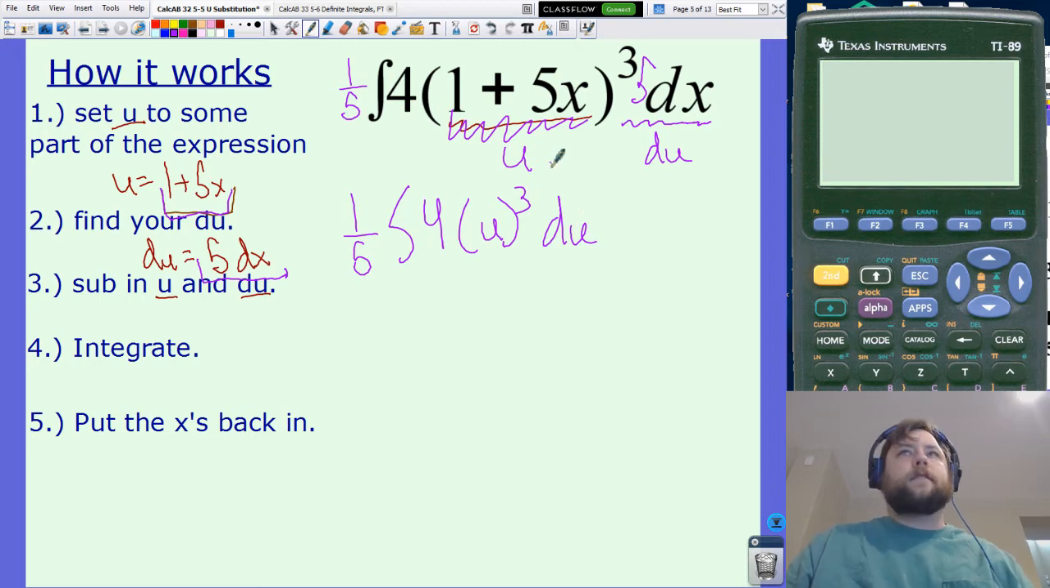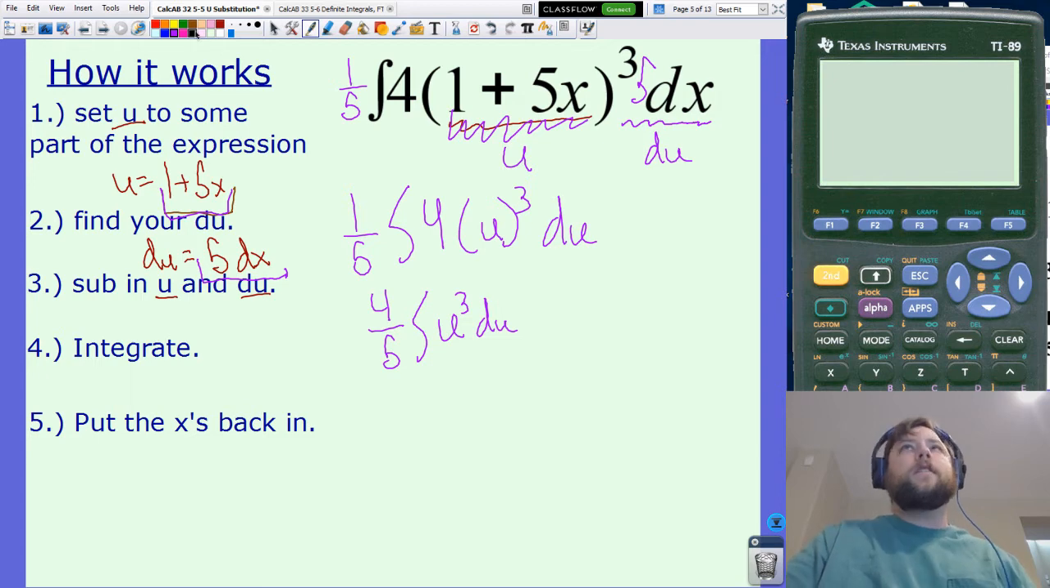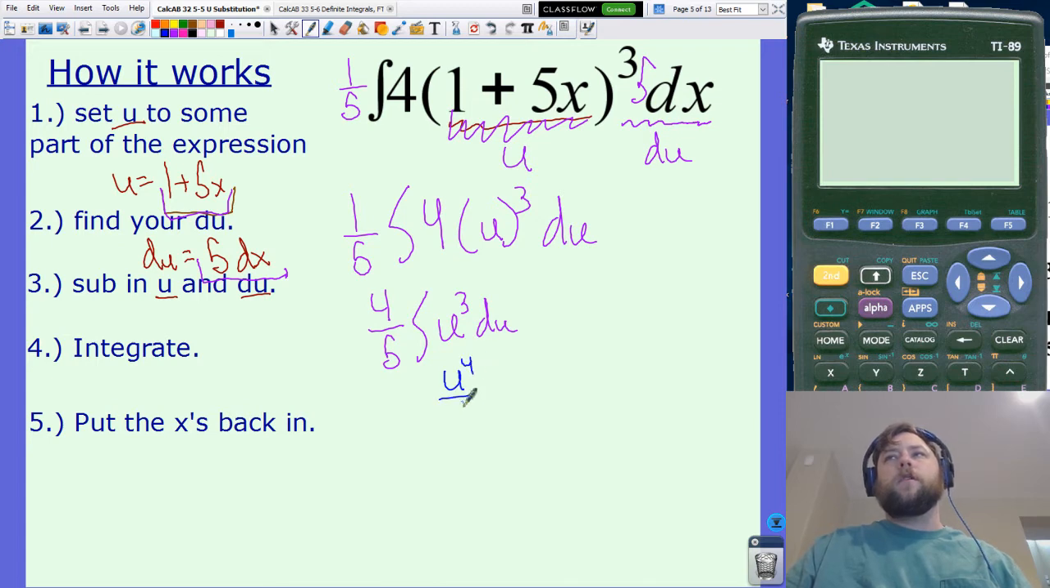No more x's. That's what we want. And I don't like this 4 being in here. I'm actually going to put it on the outside because it's just a coefficient. So 4/5 integral of u cubed du. And now this is something I can integrate. So I'm going to integrate u cubed, u to the third power, so it's going to be u to the fourth over 4, and still times the 4/5.